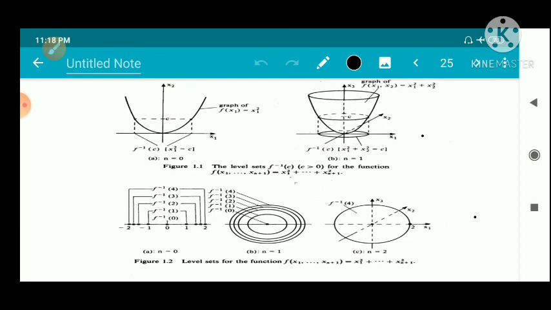This is the level set in the case of n equal to 0, the points, and the level set in the case of n equal to 1 and n equal to 2. And these are the graphs. This is the graph when n equal to 0, and this is the graph when n equal to 1. That's a paraboloid. So this is all about the level set, graph, its definitions, and one example. Thank you.